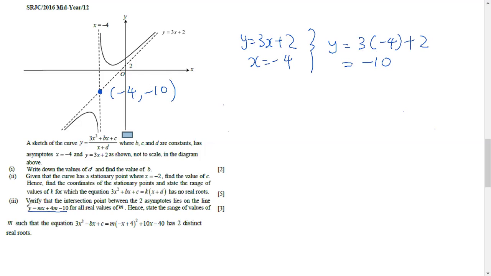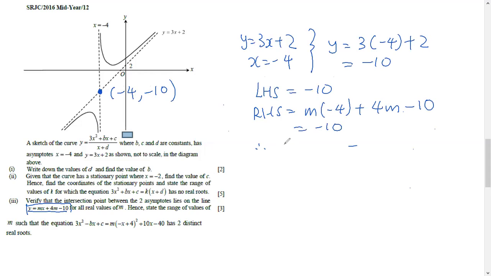Does (minus 4, minus 10) lie on this line? How do we know? We sub it in. The left-hand side will be minus 10, correct? The right-hand side will be m times x, which is minus 4, plus 4m minus 10, which is also minus 10. Therefore, (minus 4, minus 10) lies on y equals mx + 4m minus 10. Okay, shown.